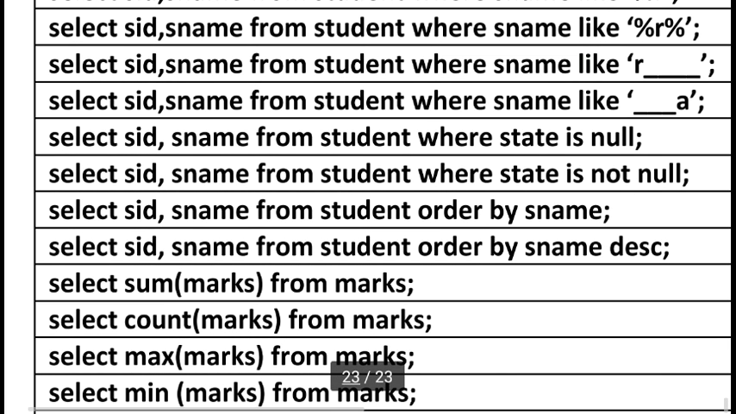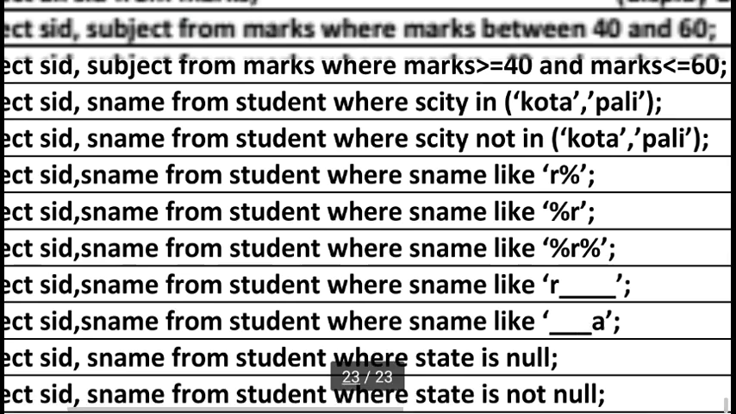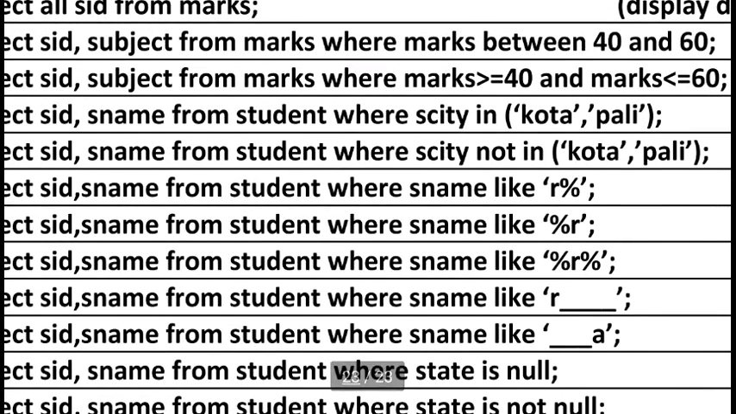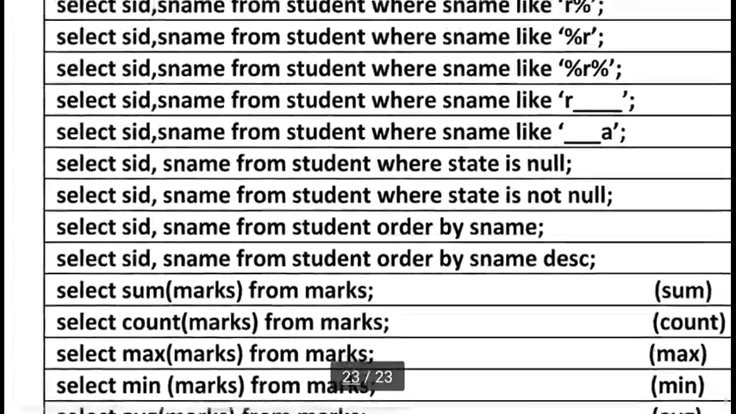Here is the ORDER BY command, which means we can control ascending and descending order of our data. Select SID, SNAME from student order by SNAME. So only student names in ascending order you can see. If you want to display in descending order, select SID, SNAME from student order by SNAME DESC, descending. So here ORDER BY is important. Here, for is null, is not null; for percentage or underscore you must use like; and in, not in. So this is an important thing.